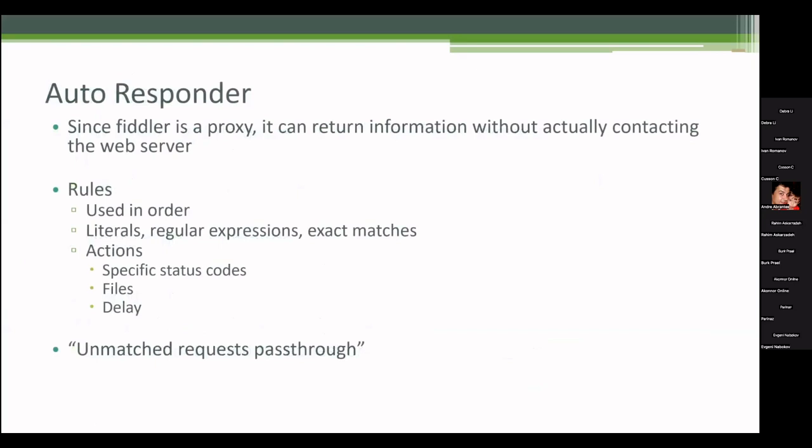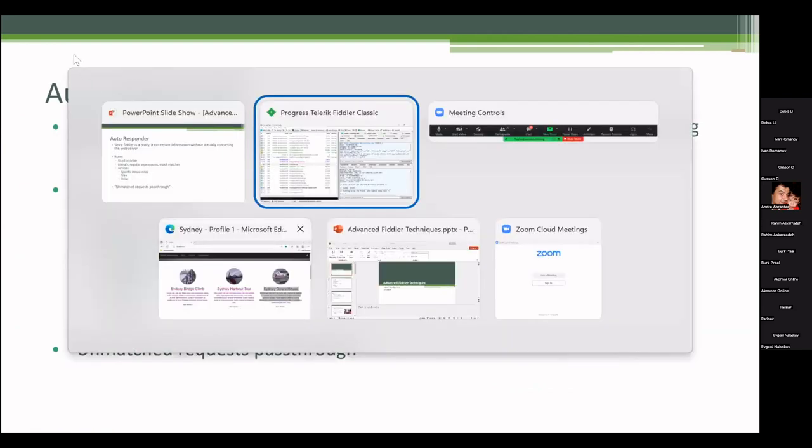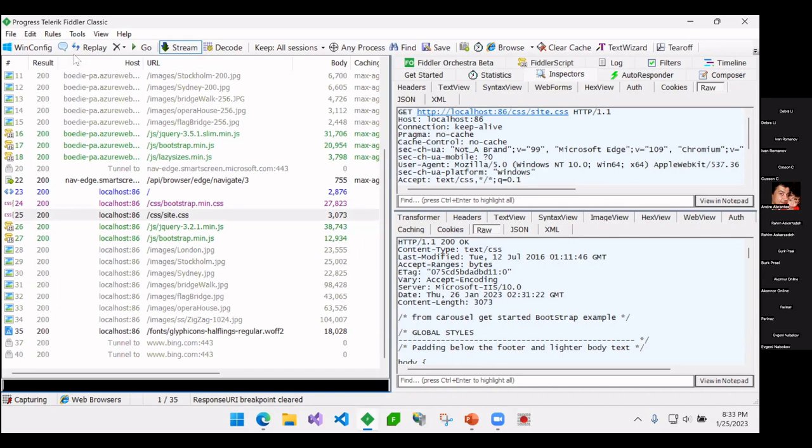Next one that's cool is autoresponder. Because again, Fiddler is a proxy, it can return information without actually talking to the web server. And there's a bunch of stuff about rules here I'll show you, and unmatched requests pass through. I just want to show you what the behavior will be like.